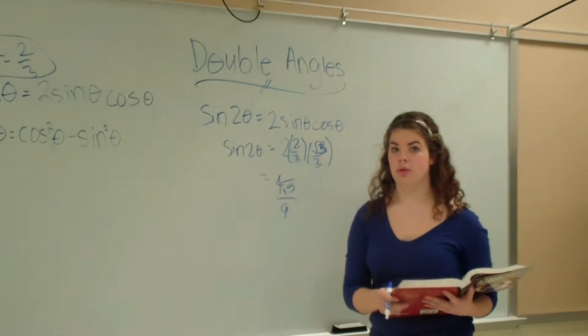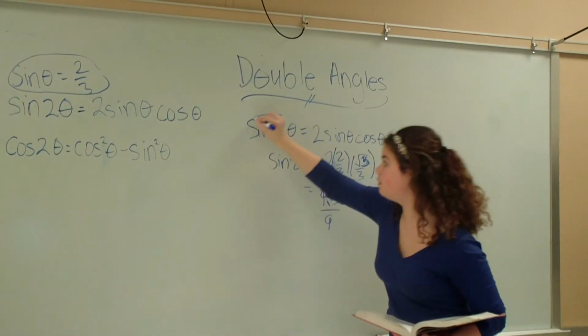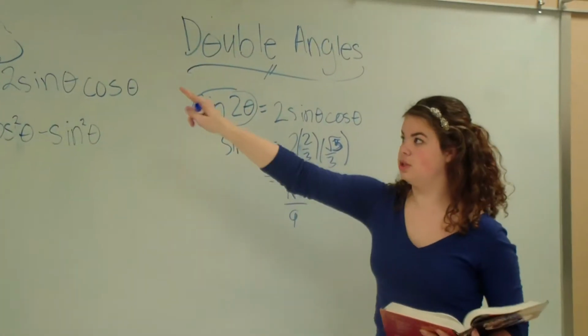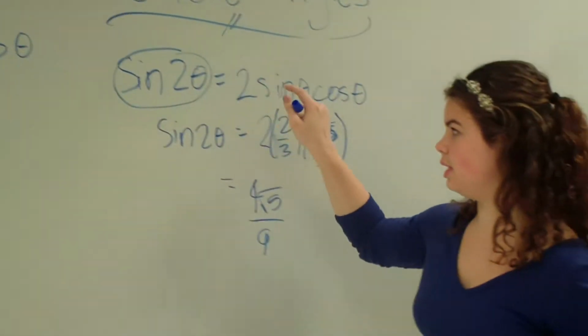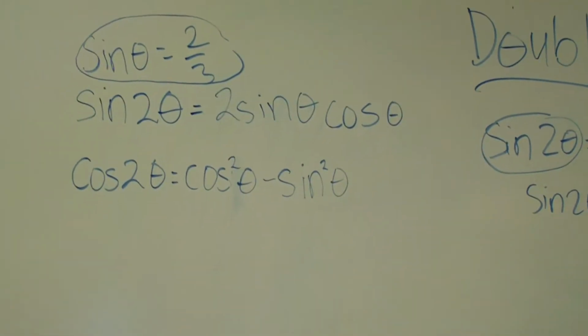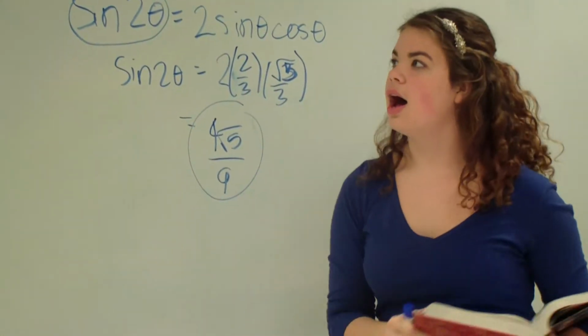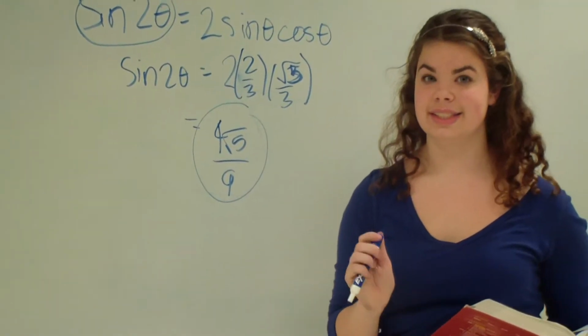And that's it. We're solving for sine 2 theta. We want to know the exact value of this function. And since we knew that sine of theta was 2 over 3, we plugged it into our formula, found cosine, went back to this original equation, and we now have our answer of sine 2 theta equals 4 times the square root of 5 over 9.